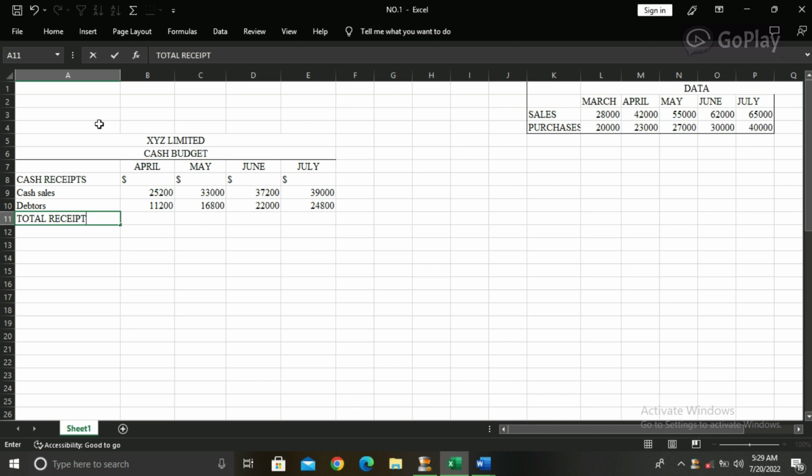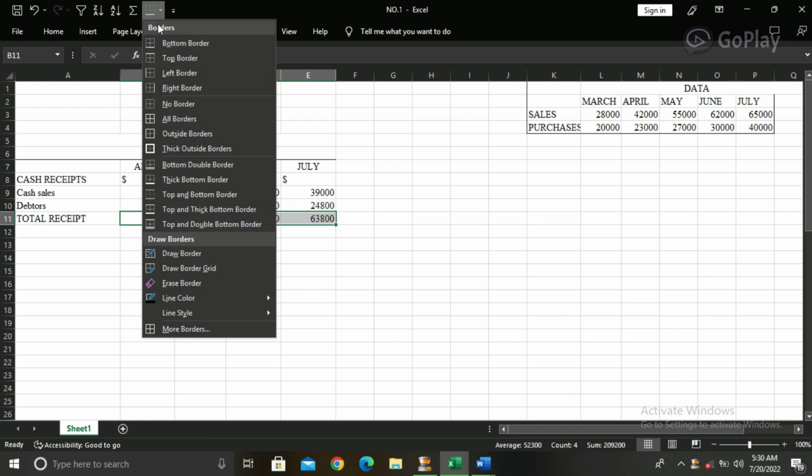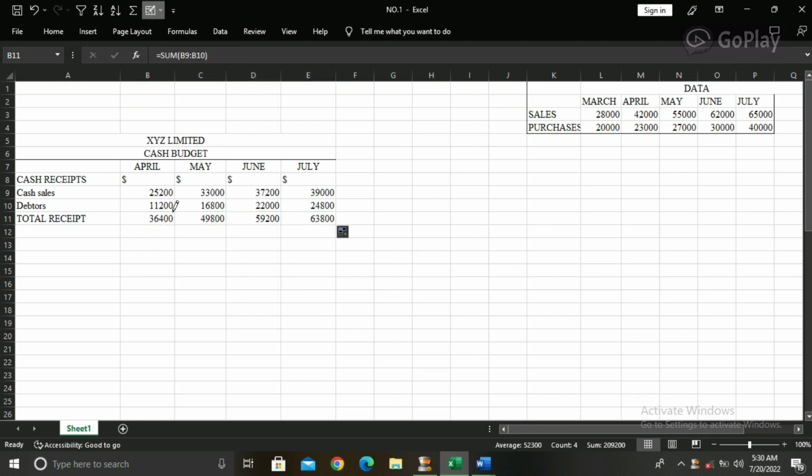Because of time, I'm going to use the Excel calculator to just sum it for each of the months. So if you are using a book or a board, just use your calculator and then calculate it if you cannot cope with the Excel calculation. So we have the total receipt now. After getting the total receipt, then we move to the payment side. So we have cash payment.